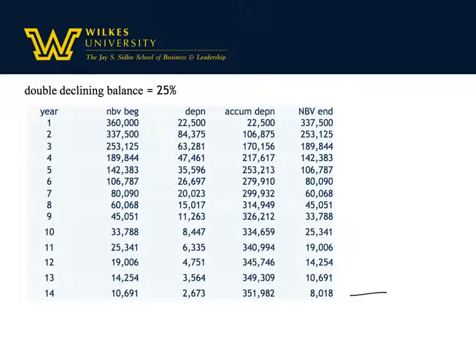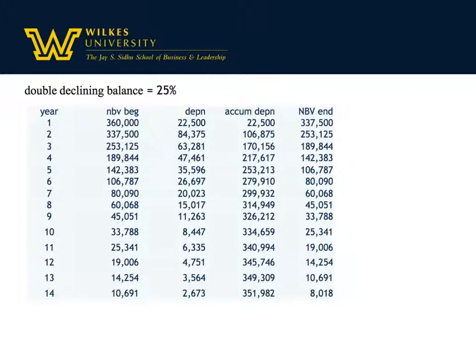So there ought to be a mechanism to make you stop it. We said the asset has a life of 8 years, so there's no reason I should keep it on my books until year 14. And there's no reason I really want to make sure I stop this asset when it hits $10,000, because that's my salvage value. But my salvage value was intended on being here at the end of year 8. So I end up with a problem.